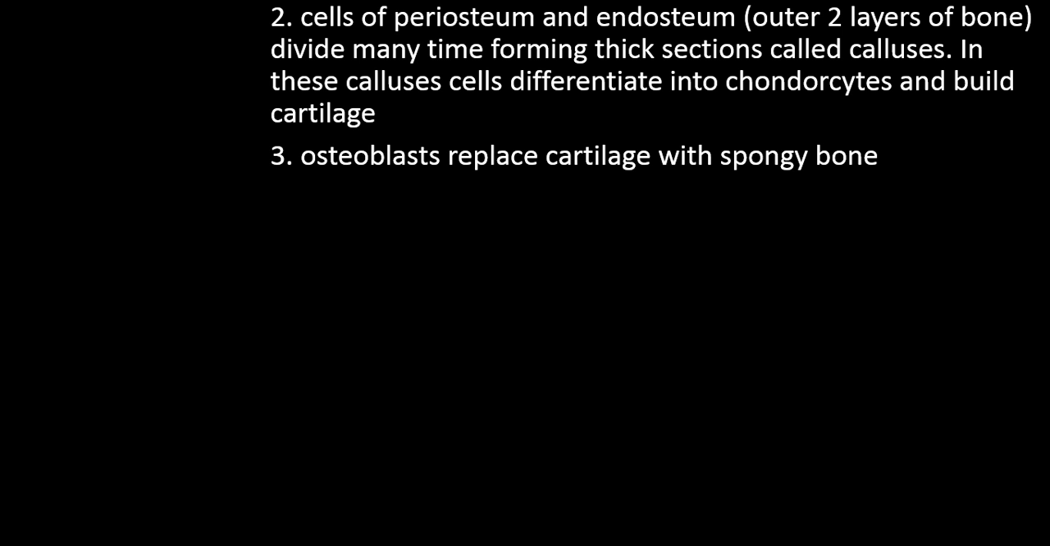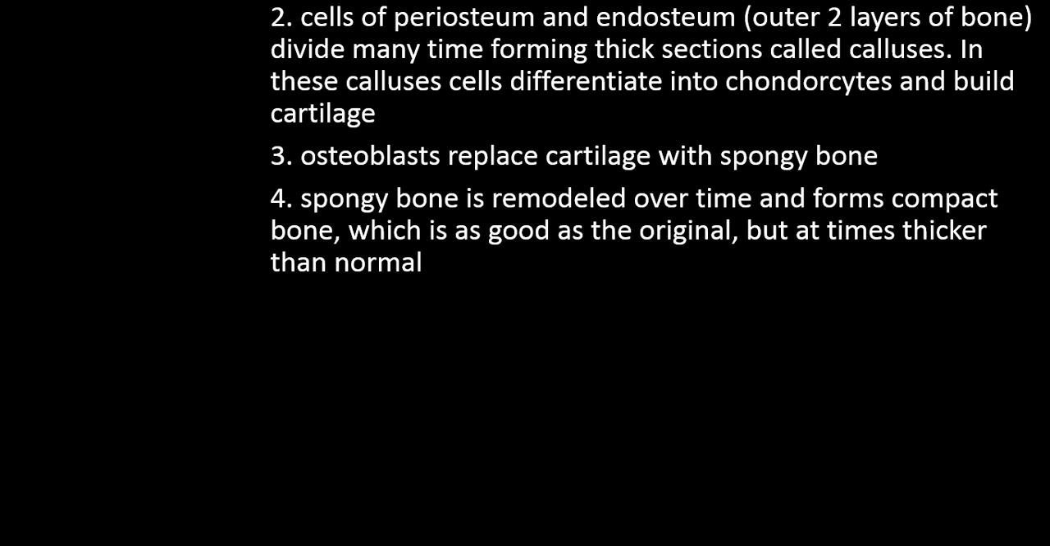You end up with the osteoblasts building that spongy bone. That spongy bone is then remodeled through osteoblasts and osteoclasts over time and forms that thick, compact bone outer structure around it, and it also forms that nice spongy bone inside section where the medullary cavity is. The bone that forms in that fracture is just as good as the original, and at times it's actually thicker.